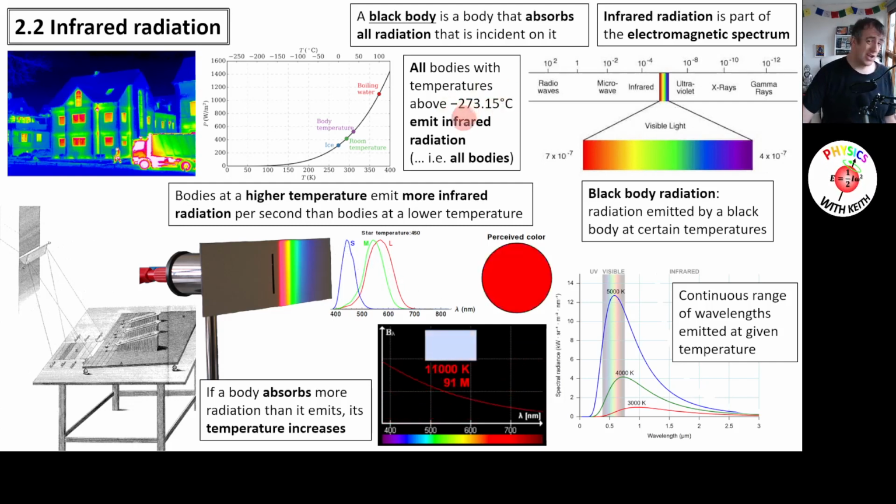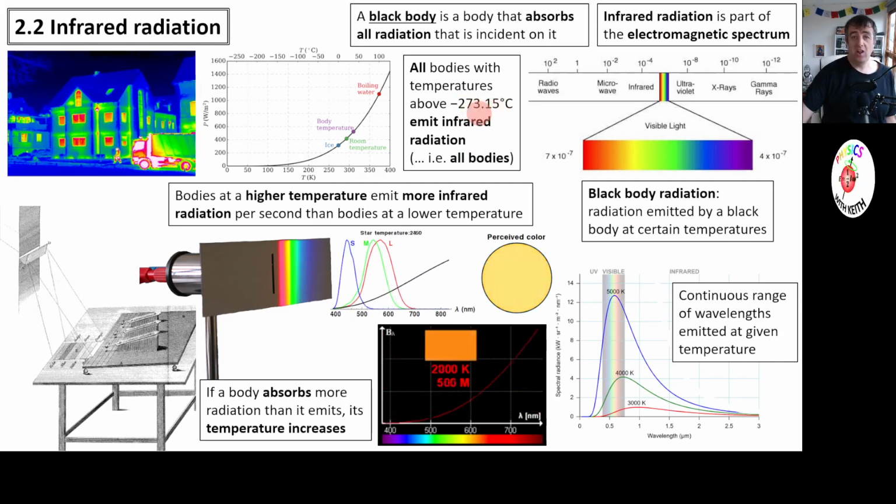Now, we can't actually get bodies to that temperature or colder. We just can't. It's impossible to get bodies down that cold. And by bodies, we just mean objects. That's what we mean in physics by bodies. So when I say all bodies with temperatures above negative 273.15 degrees Celsius, that is the coldest possible temperature in the universe, and no body can actually be at that temperature.